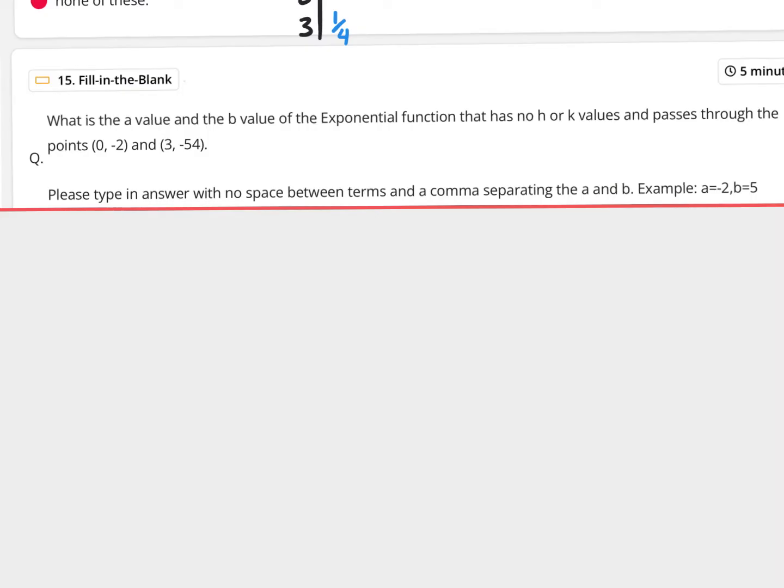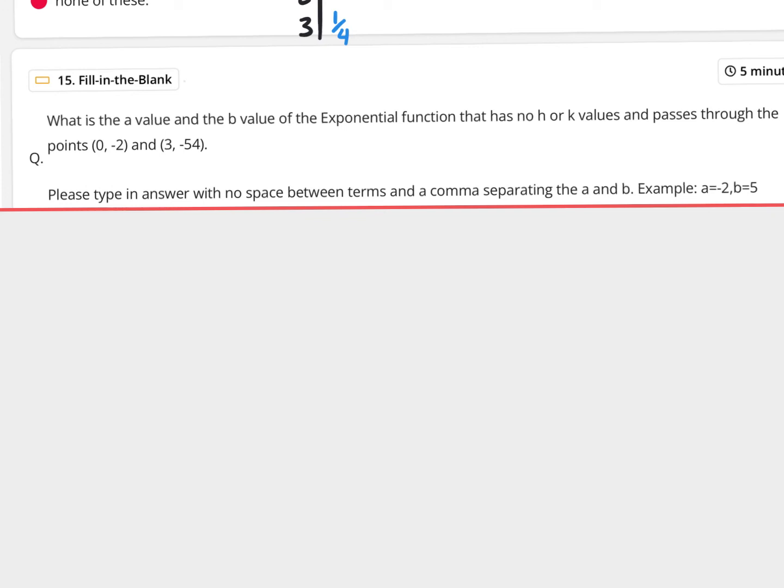This really is a great problem. It says, what is the a value and the b value of the exponential function that has no h or k's and passes through the points (0, -2) and (3, -54). Please type in answer with no spaces between terms and a comma separating the a and the b. Example, a equals this, comma, b equals that, no spaces between terms.